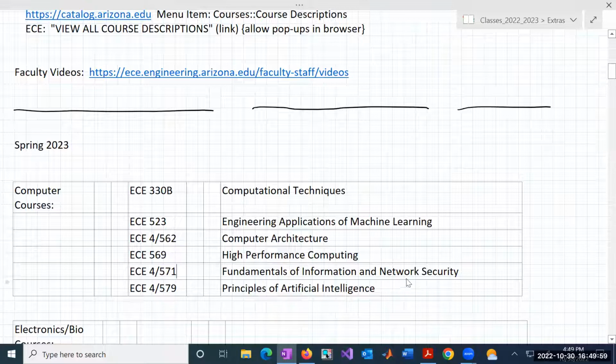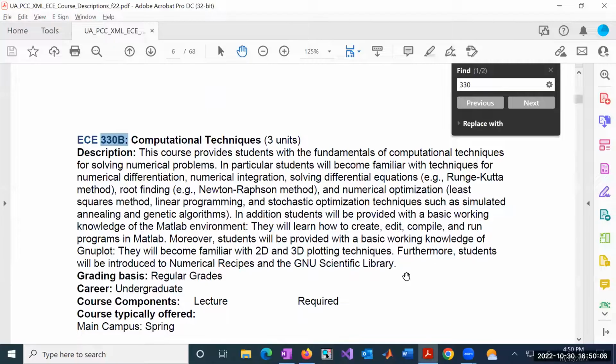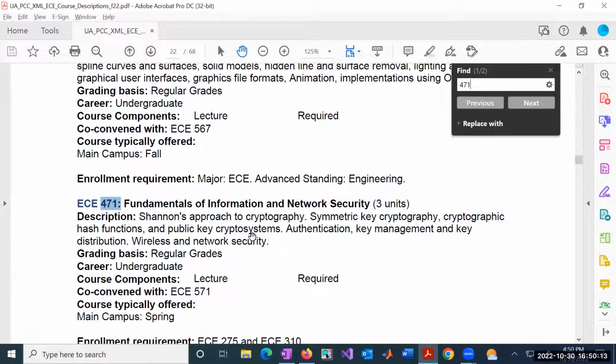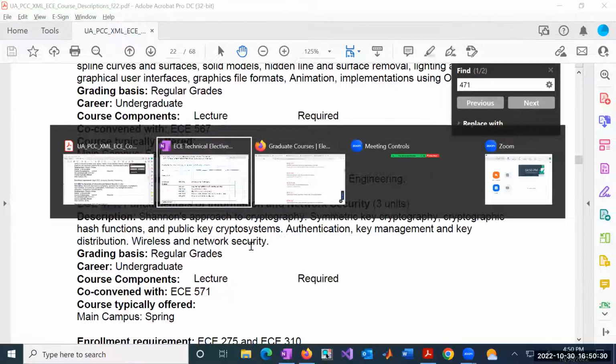471, 571, fundamentals of information and network security. Again, if you have access to the course descriptions, which you will have available to you through the U of A website, you can now look at these very quickly and see that 471 is big on cryptography, different kinds. You have symmetric key cryptography, cryptographic hash functions, authentication, essentially wireless and network security.